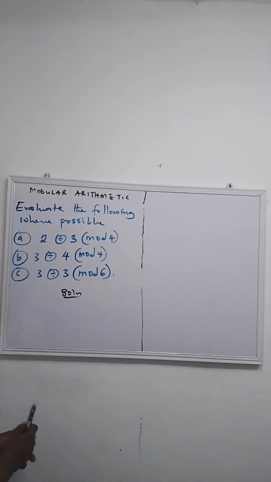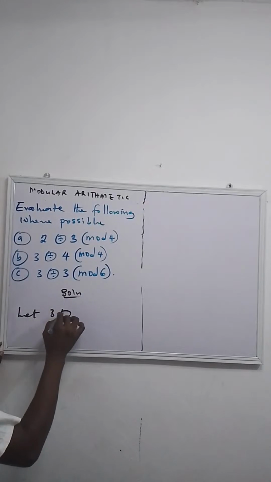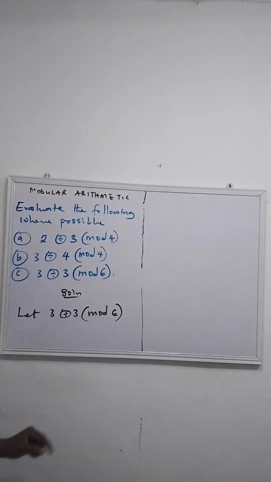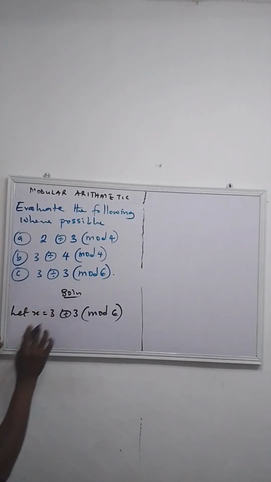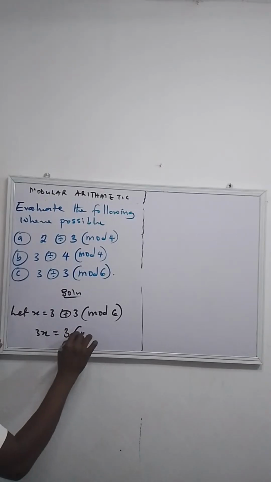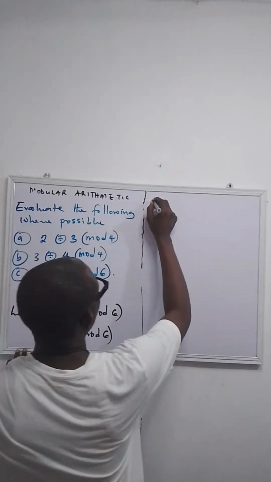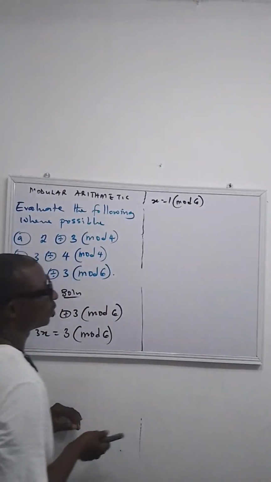Okay, so now we are starting by saying let 3x be equal to 3 mod 6, right? So let x be equal to this. So if x is this, that means we have 3x equals 3 mod 6. Now, when you look at this, I can divide both sides by 3. Since 3 can go in 3, I'm going to do that. So I have x equals 1 mod 6.